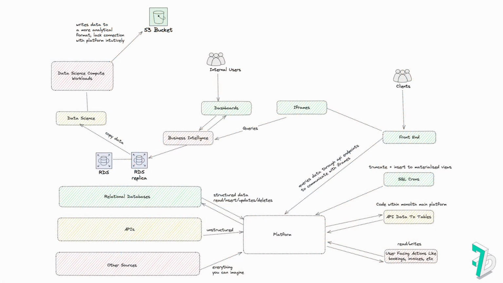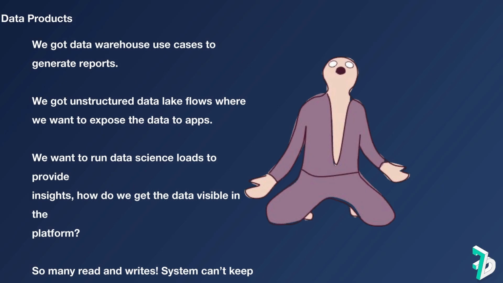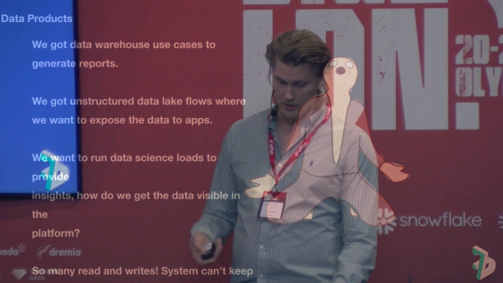To complicate things even more, there's also data science use cases. They would read data from these read replicas, they would do their thing, load the data somewhere else, and pretty much it. And you end up in a situation where we got data warehouse use cases for reports, we got tons of unstructured data from all these various sources, and we got data science loads that we want to have insights to, and how do we make that visible in the platform?